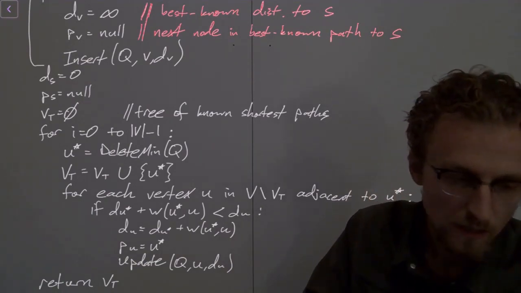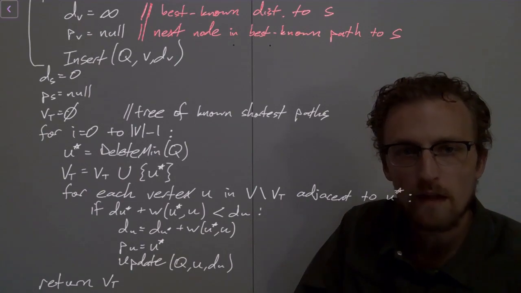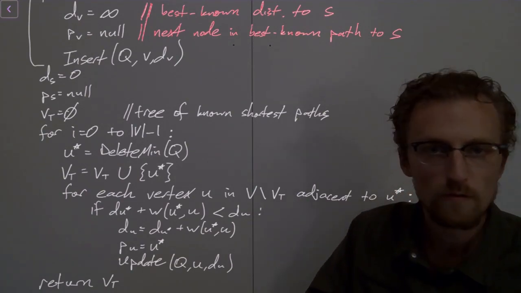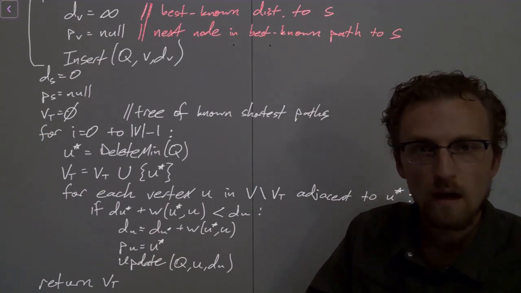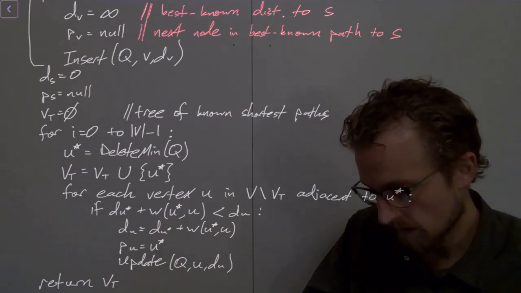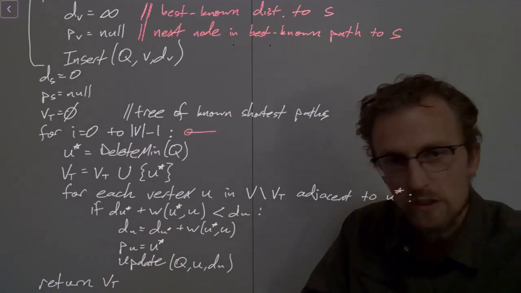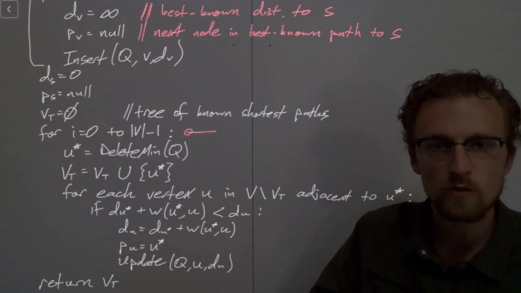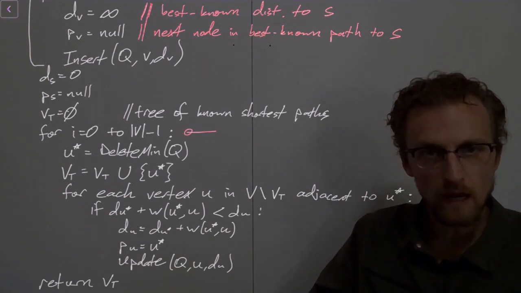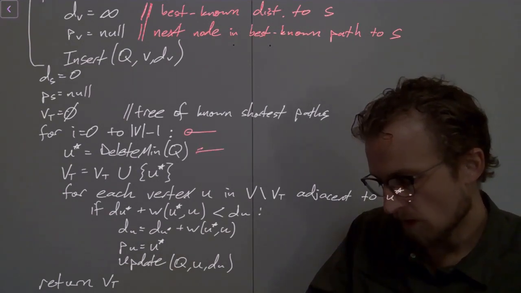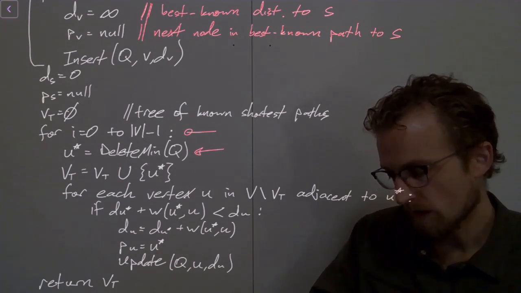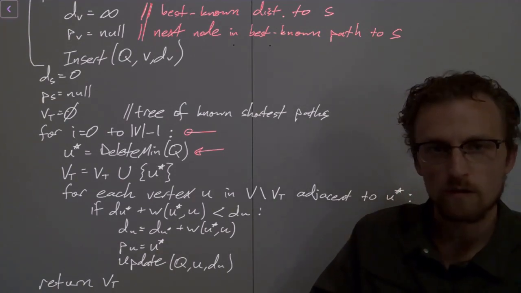We're going to set up this for loop that ticks exactly the number of nodes times. And each time this for loop ticks, we're going to add a node to the tree. Which node are we going to add to the tree? We're going to add the node that has the smallest known distance to the source.